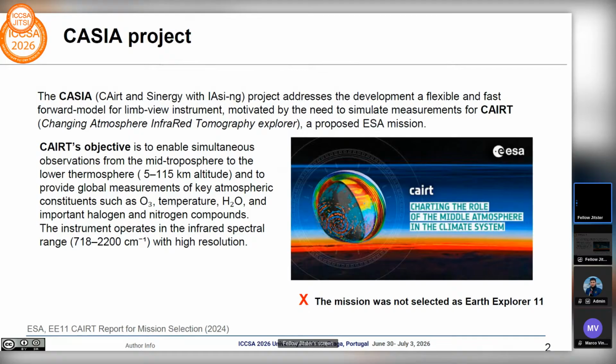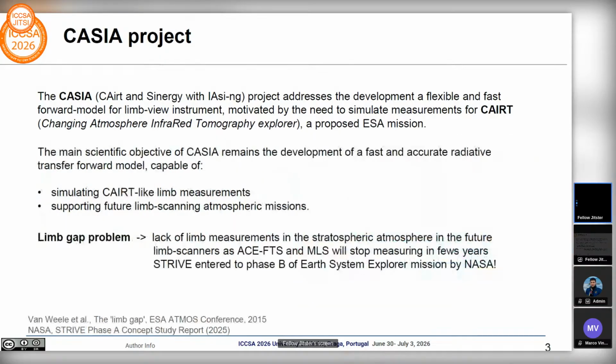Now, the point is this mission was not selected as Earth Explorer 11. So the main goal of the project remains to develop this code, this fast forward model, and support a future limb scanning mission.